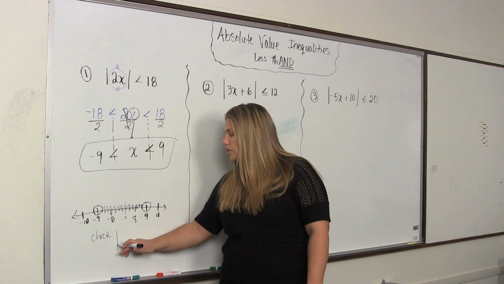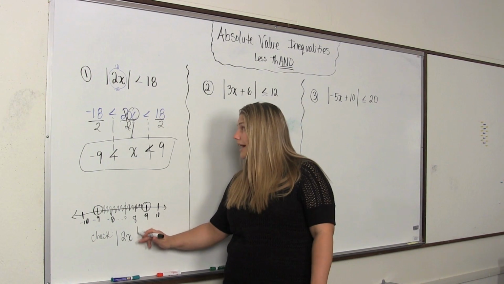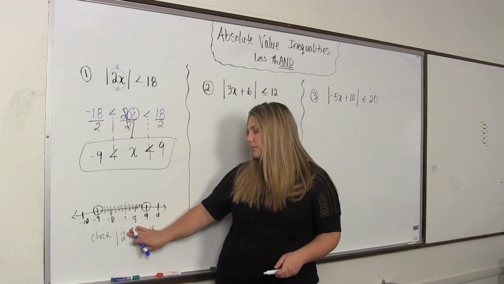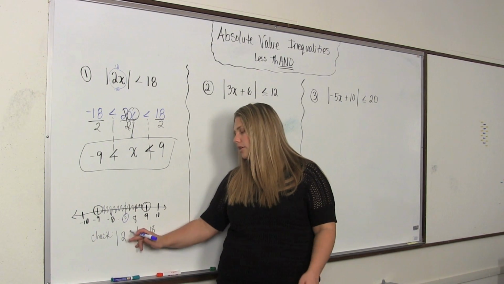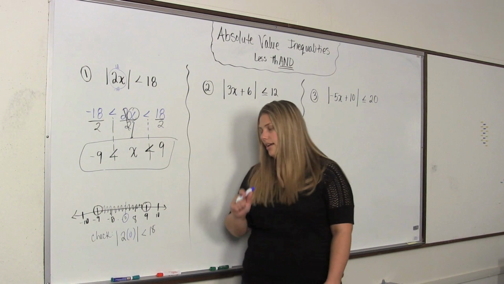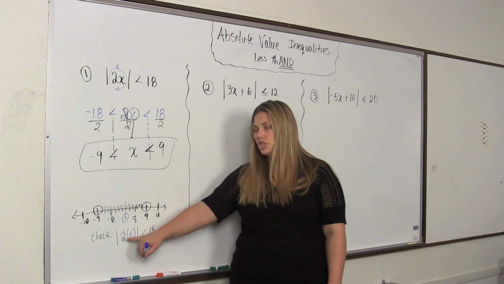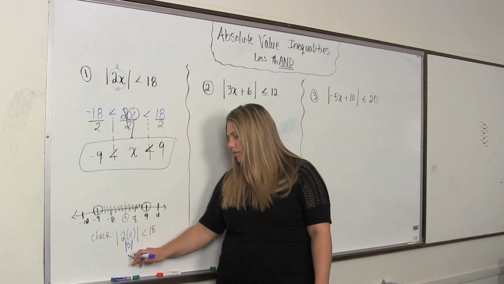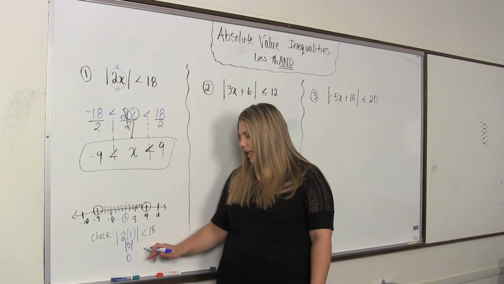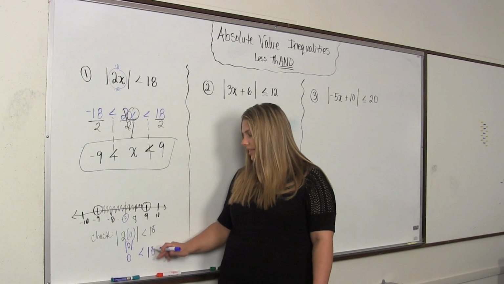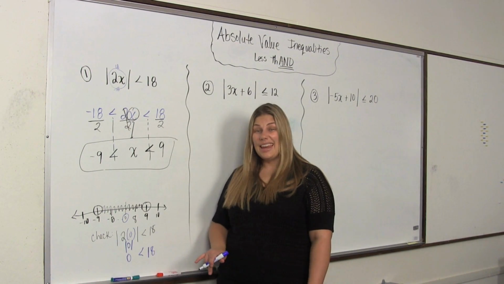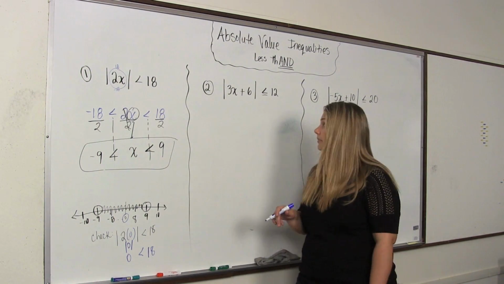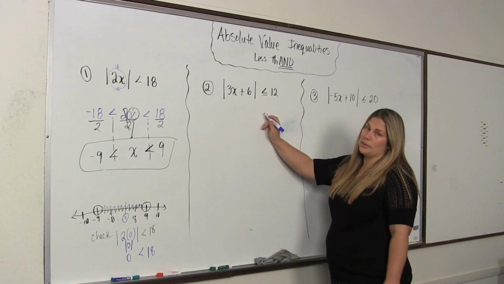So in that original problem, the absolute value of 2x is less than 18. Instead of x, I'm going to erase x, and I'm going to pick 0 because that's in my shaded area on my graph. Well, 2 times 0 is 0, and the absolute value of 0 is still 0. And is 0 less than 18? It actually is. So that means this is true. So let's move on to this one.